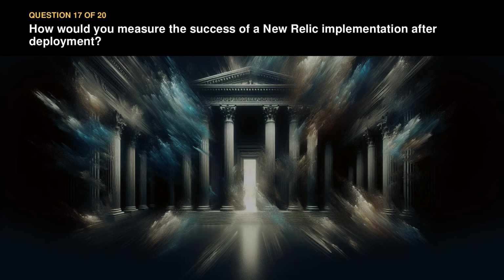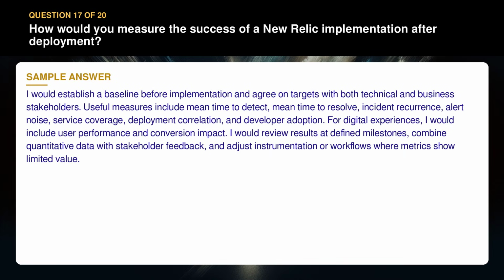Question 17. How would you measure the success of a new New Relic implementation after deployment? I would establish a baseline before implementation and agree on targets with both technical and business stakeholders. Useful measures include mean time to detect, mean time to resolve, incident recurrence, alert noise, service coverage, deployment correlation, and developer adoption. For digital experiences, I would include user performance and conversion impact. I would review results at defined milestones, combine quantitative data with stakeholder feedback, and adjust instrumentation or workflows where metrics show limited value.